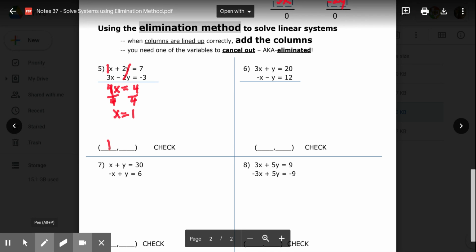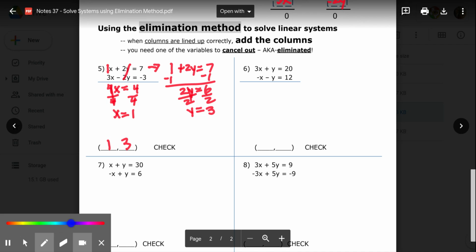That's fairly easy. So now, guess what? This is what we've been practicing this whole time, is finding out what the second answer is. So you can use any equation. I'm just going to go ahead and use this equation right here. My x is 1 plus 2y equals 7. I subtract 1 from both sides. So 2y equals 6. Divide both sides by 2. And y is 3. So there we go.